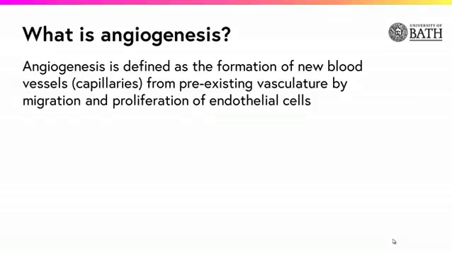First, what is angiogenesis? Angiogenesis is defined as the formation of new blood vessels from pre-existing vessels. The smallest one is the capillary. So typically it's the formation of new blood vessels from a pre-existing blood vessel, and typically done because of the migration or movement and division of a specialized type of cell called the endothelial cell, which is found on the inside of a blood vessel.